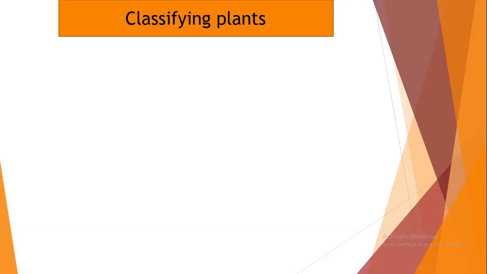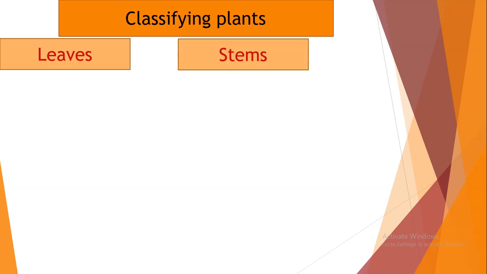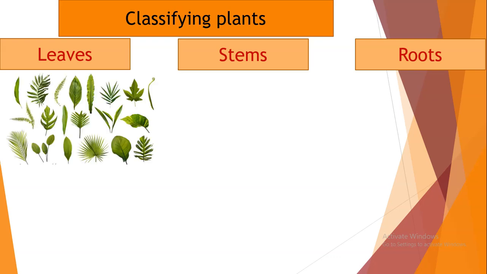Today, we're going to talk about classifying plants. According to what? We're going to classify plants according to their parts, the traits of their parts. Now, as we studied before, plants have three main parts: leaves, stems, and roots. Look at these pictures.